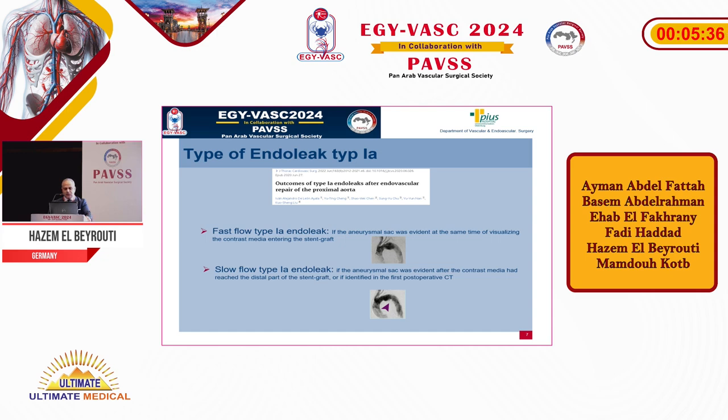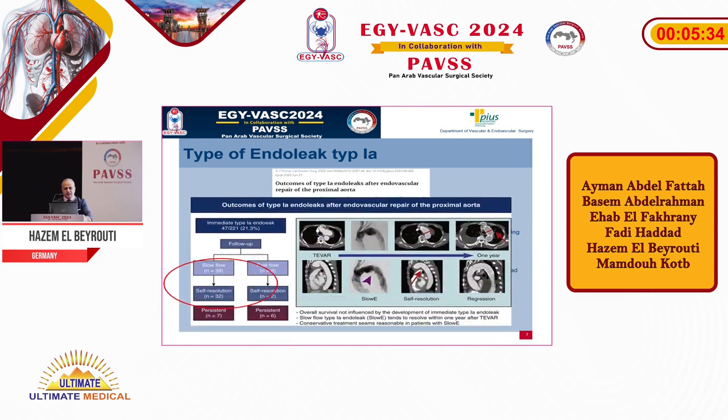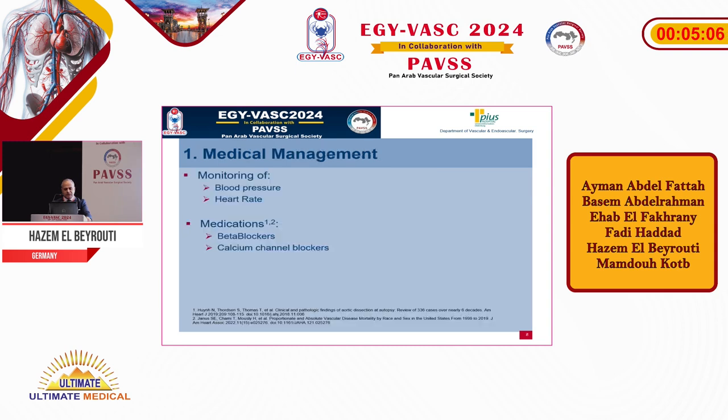Why? Because as you can see here, the slow flow endoleak type 1A seems to have an increased chance of self-resolution. 70% of patients with slow flow endoleak type 1A resolve spontaneously in the first year after detection. That's why conservative treatment seems to be reasonable for such patients.